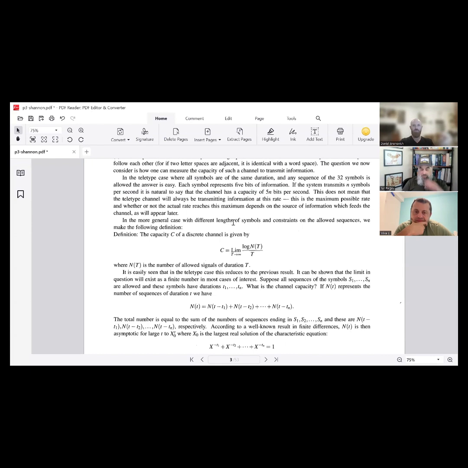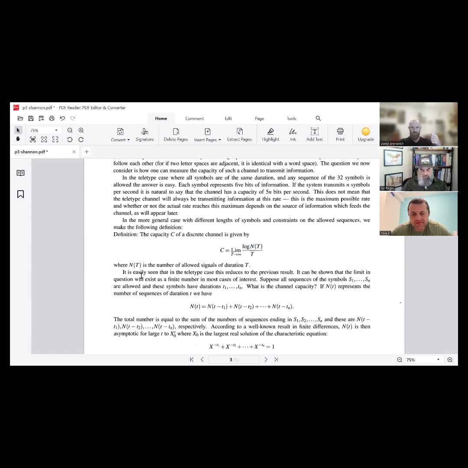In the more general case, with different lengths of symbols and constraints on the allowed sequences, let's say English, we have a finite number of words, we make the following definition. The capacity C of a discrete channel is given by the limit of log of N(t) divided by t, where N(t) is the number of allowed signals of duration t. So think about the log of the number of allowed signals divided by their duration, and we take the limit of the duration to infinity.